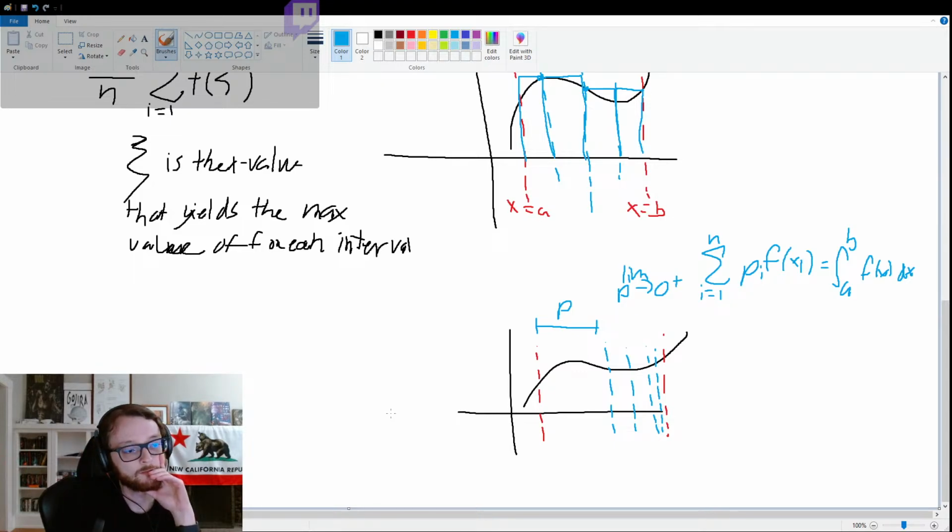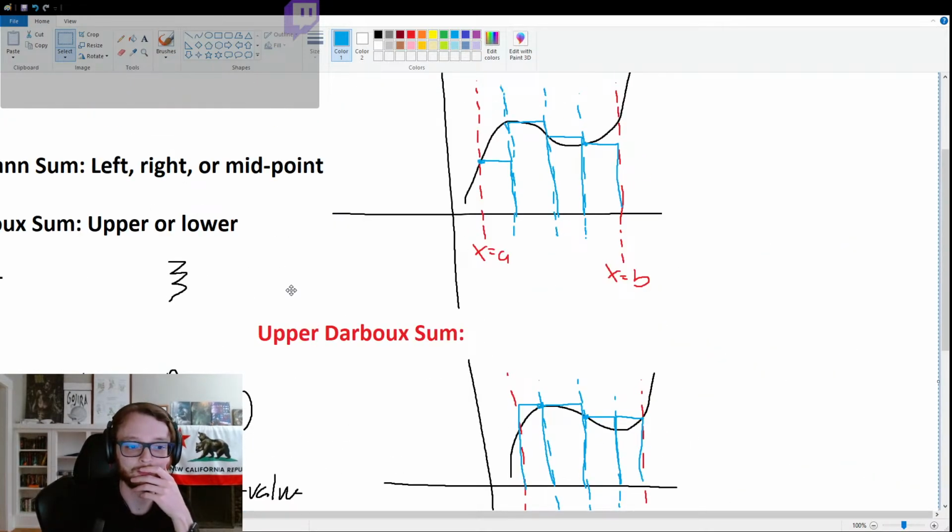Sounds good. No worries. Shout out to Zach, by the way, for teaching me what a Darboux sum is. Because before that analysis class, I had never heard of it. And I'll just leave that there.